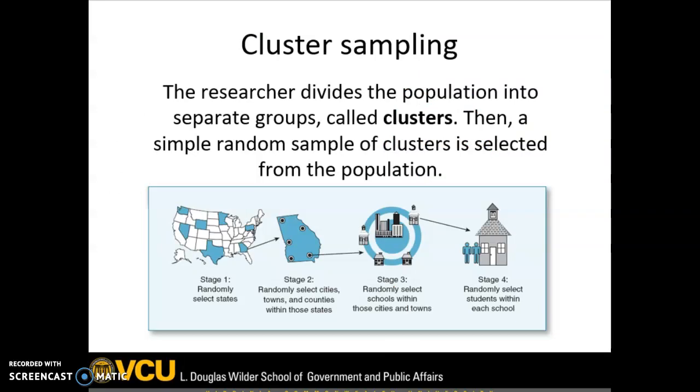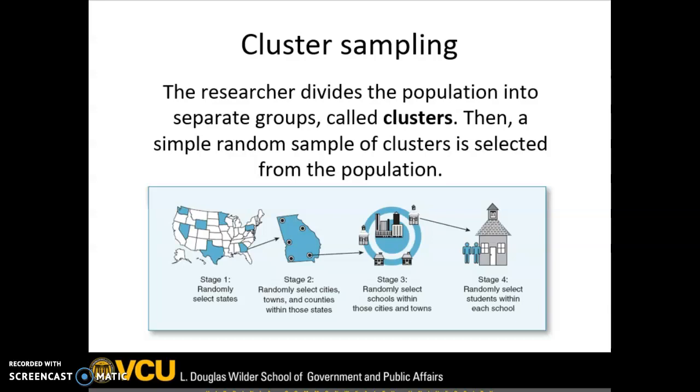Cluster sampling is a technique in which clusters of participants that represent the population are identified and included in the sample. Cluster sampling involves identification of clusters of participants that are representative of the population and their inclusion in the sample group. The image on the slide shows the process for cluster sampling to end up with a nationally representative sample of K through 12 students.